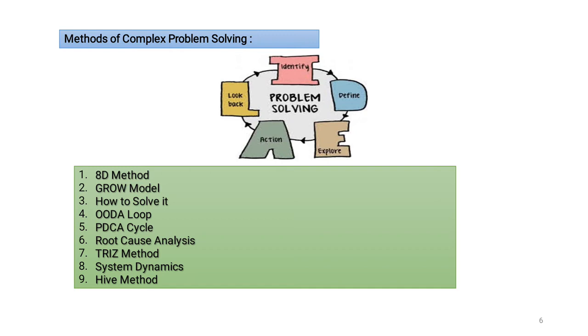So, some of the tried and tested methods that can prove useful in solving complex problems have been listed here, which starts with the 8D method. Then we have the GROW model, then How to Solve It. Then we have the OODA loop, the PDCA cycle, the root cause analysis, the TRIZ method, system dynamics, and the hive method. Let's take each one of them and learn how it works.